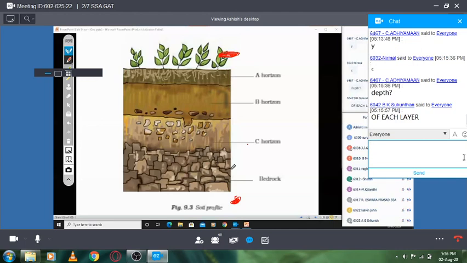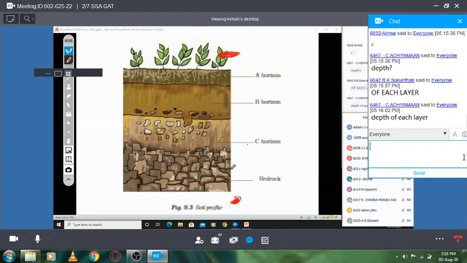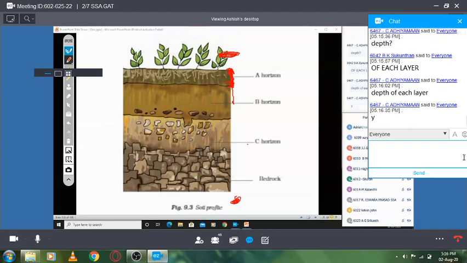For each layer, the depth is varying. Suppose in hilly areas, this layer will hardly be there, it will be too much less. But if you go to the plains, it will be somewhat thick. That's why it varies from region to region. In hilly areas, hardly this A horizon is there. That's why we can't say properly what the exact depth of each layer is.